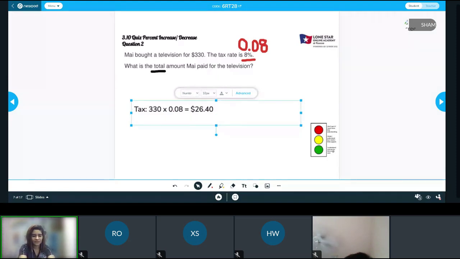Then we can find price after tax. So the price is $330.00. When adding, we need to add some decimals and line up decimals. Then we add $26.40. Go ahead and add and tell me how much do you get.